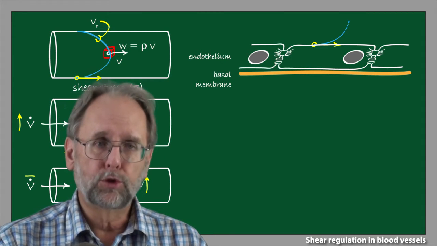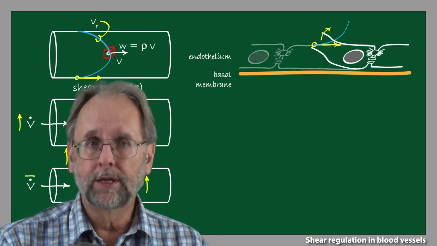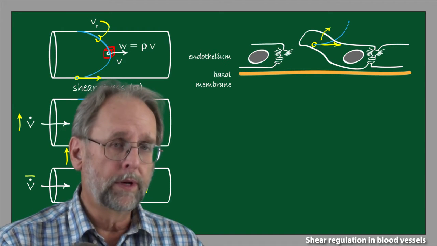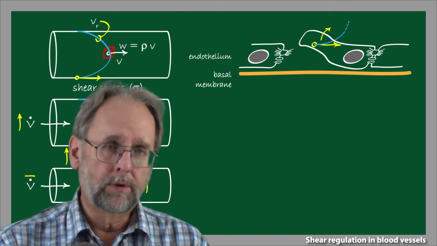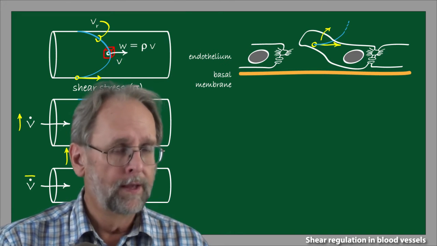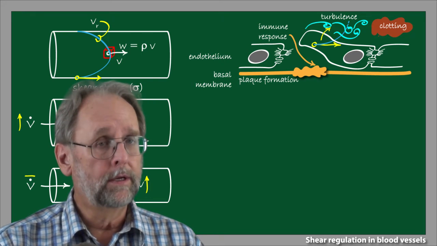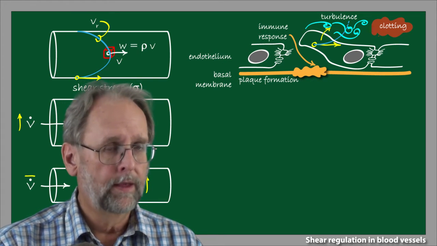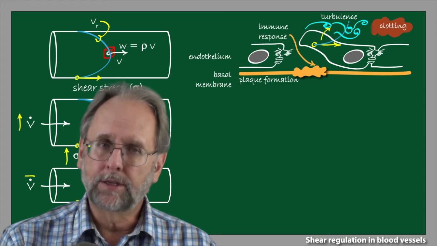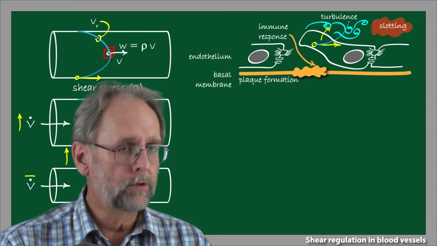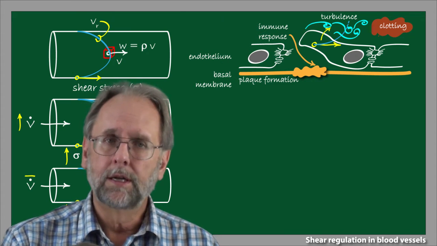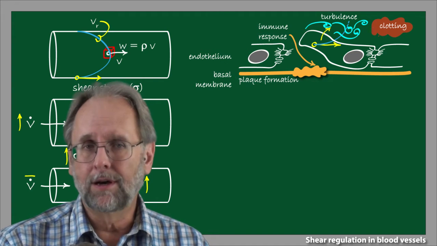If the shear stress is too great, it can actually pull the endothelial cells off the basement membrane, exposing the basement membrane to the flowing blood. Among other things, this can cause clotting and inflammation to appear at the point of separation. This is the origin of arterial vascular disease, so it's a matter of direct interest to the endothelial cell to ensure that the shear stress is not excessive.